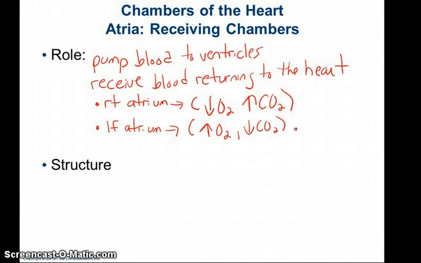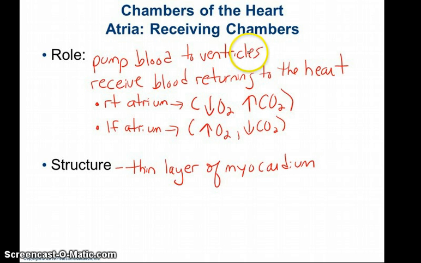The structure of the atria are pretty much thin. So it has a very thin layer of myocardium. And the reason it has so little myocardium is it doesn't have to work that hard. It only has to pump the blood to the ventricles. It's a short distance.